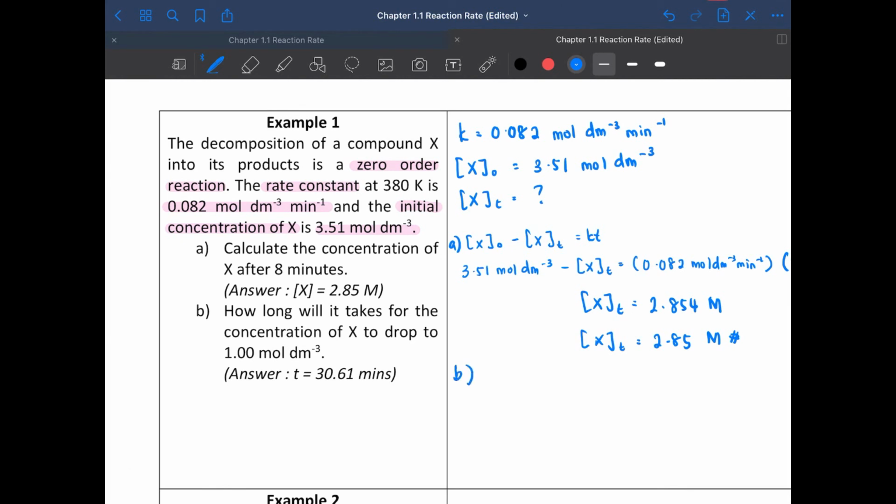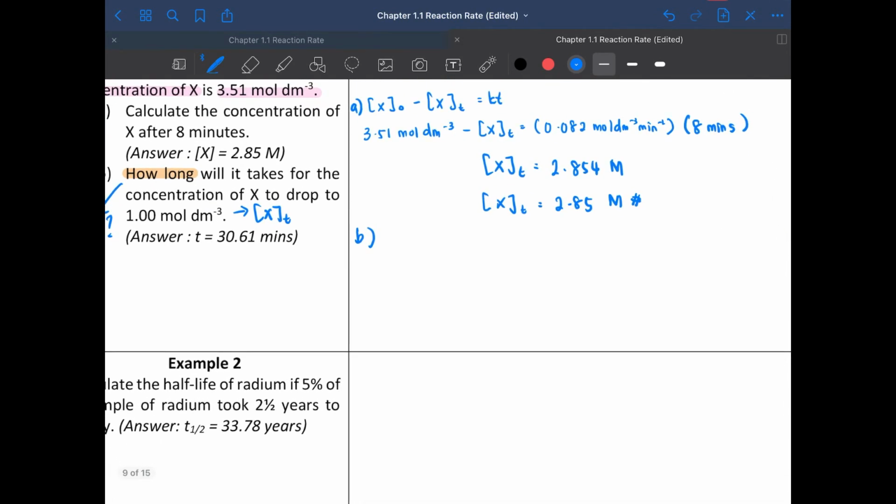Now B. Let us read the question: how long will it take for the concentration of X to drop to 1 molar? The question is asking for how long, so you should be able to interpret this. If a question asks how long, it means time. The question is asking how much time is taken for the concentration of X to drop to 1 molar. So now Xt is 1 molar, the concentration of X after time t.